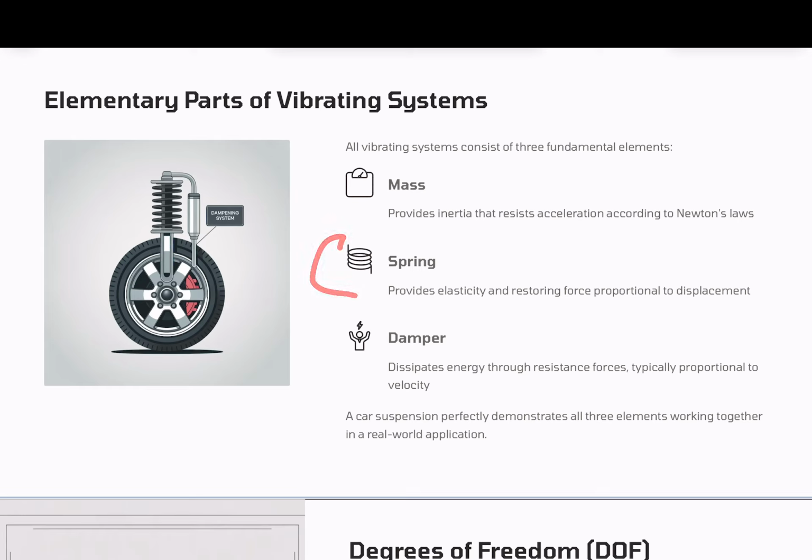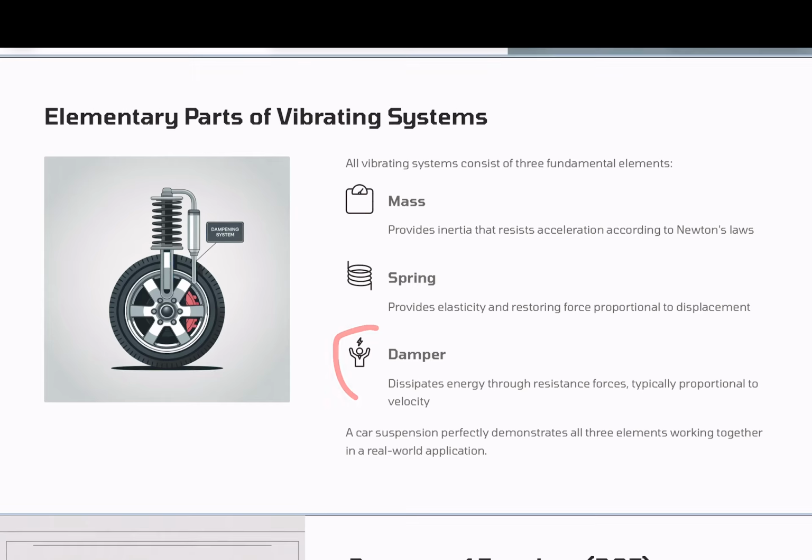The spring provides elasticity, okay, and a restoring force proportional to the displacement. When you displace the mass, the spring pushes it back toward the equilibrium position, okay. The damper, the third one, is like a shock absorber, okay. It resists the motion by dissipating energy, and usually it forms heat, because the energy is transformed to another energy. Usually it's heat, okay.